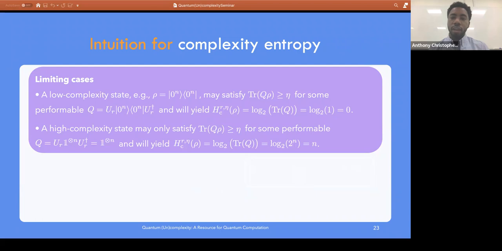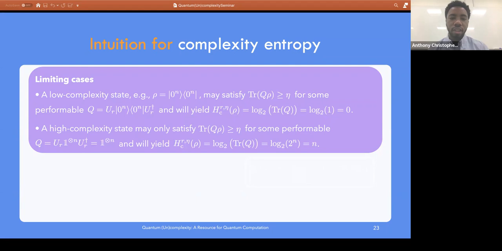In the limiting case of this all zero low complexity state, we can project onto all of the zeros. Perhaps if we're actually in that state rho, we won't even have to apply a unitary. We can just immediately project onto all the states. So in that case, Q more or less will be this projector onto the n qubits, and the trace of Q will just be 1. So the log of 1 is just 0. That checks out. The low complexity state has, in the limiting case, 0 complexity entropy.